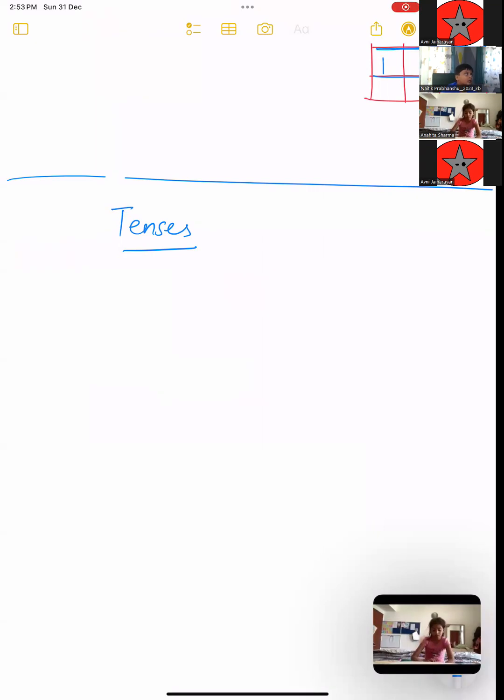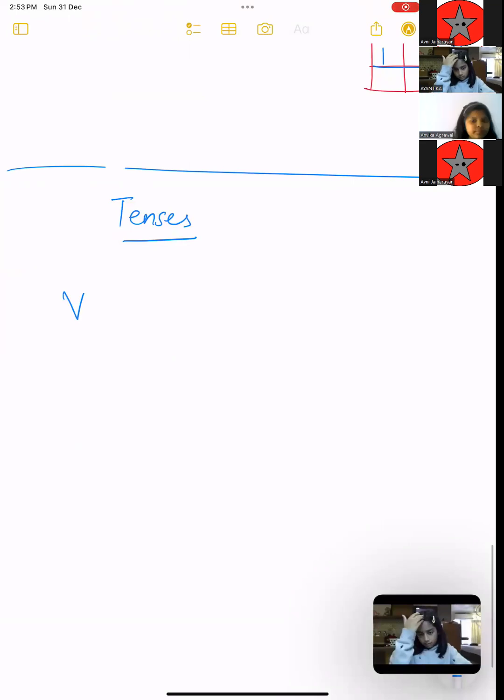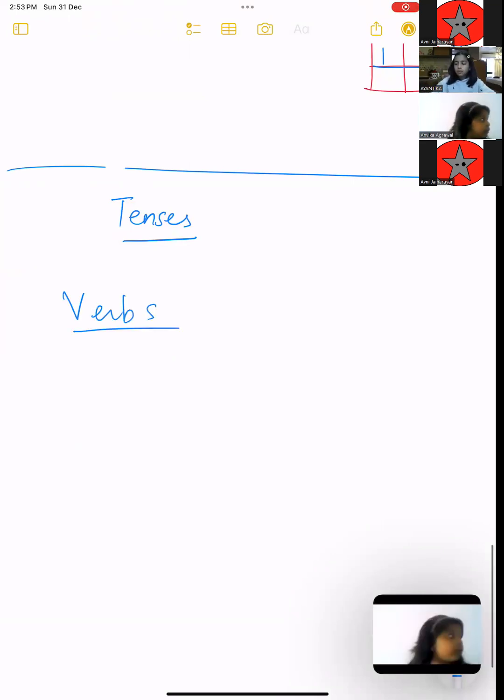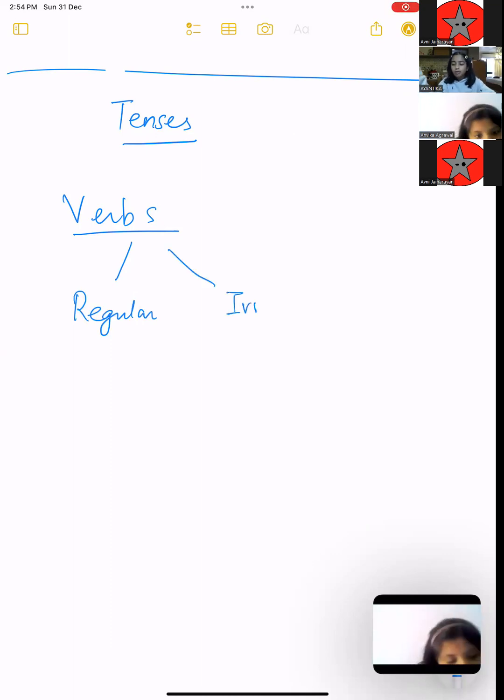Adjective, noun, pronoun, verbs. Come on, guys. Verb. Yes. So for verbs, okay. Now there are two types of verbs. One is the regular verb, and the other one is the irregular verb.